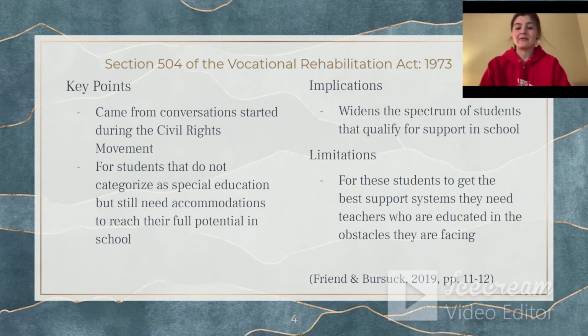Section 504 of the Vocational Rehabilitation Act, 1973. This act started with conversations that began during the Civil Rights Movement. Section 504 was dedicated to helping accommodate students that did not categorize as special education students, but would greatly benefit from accommodations to reach their full potentials in schools.